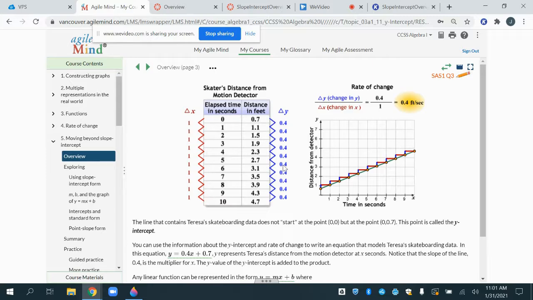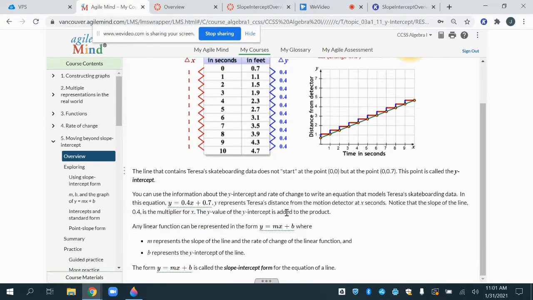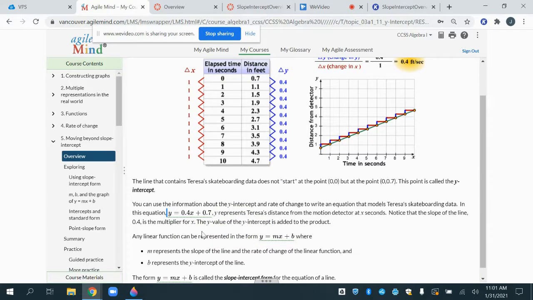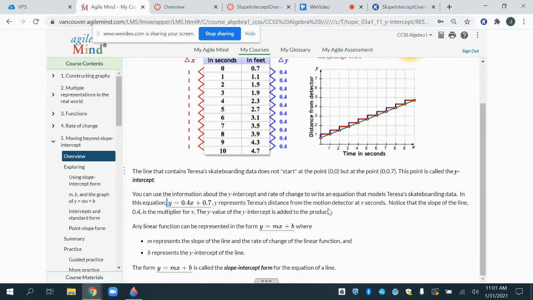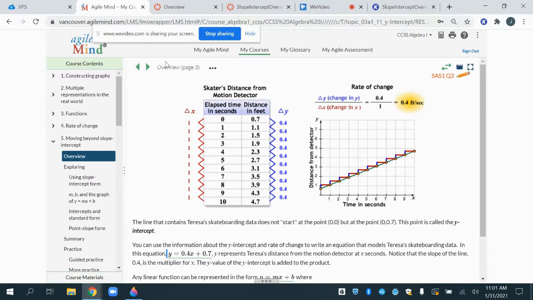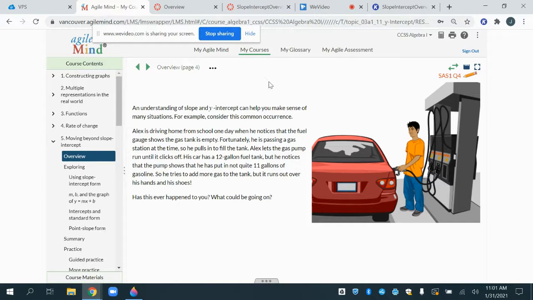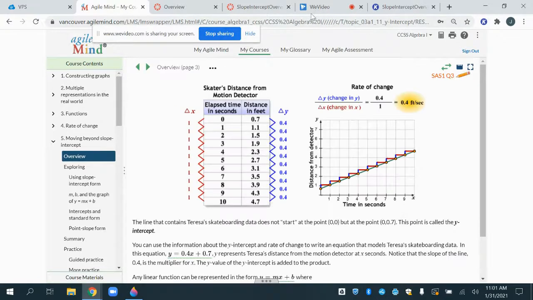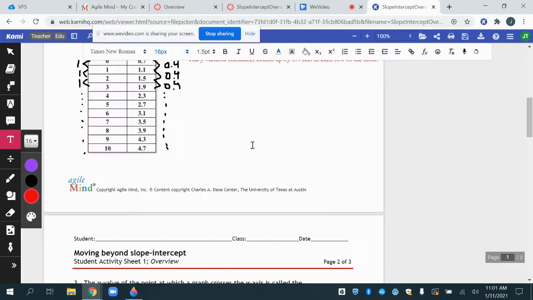This goes up by 1s. That goes up by 0.4s, right? And we're going to use this to be able to write an equation that describes what's going on there. The equation they have is y equals 0.4x plus 0.7. That's very similar to what I had at the very beginning of this assignment when I was trying to show you some other line. Okay, this is y equals mx plus b, which you may or may not have learned about. So, interesting.